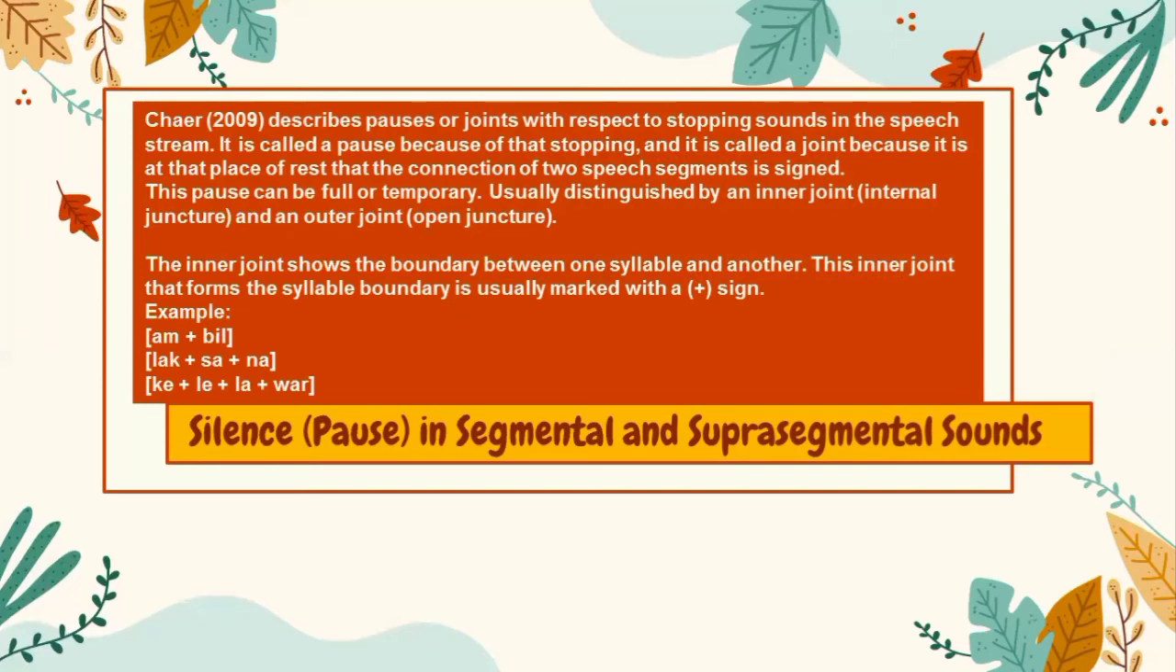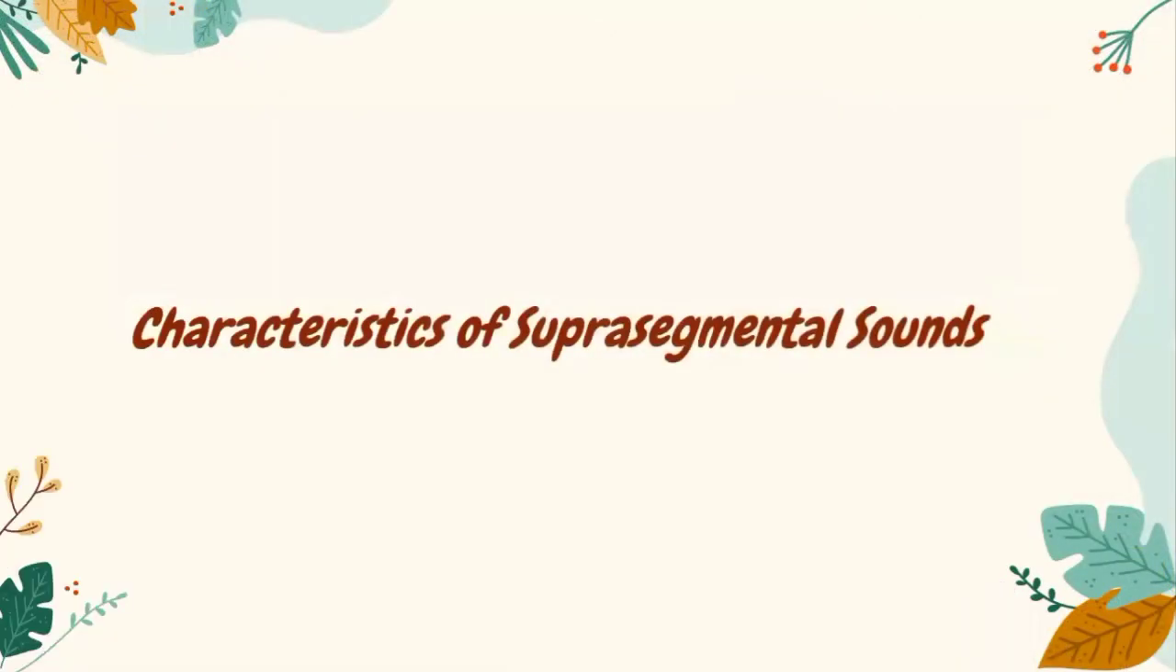Pause or join, with respect to stopping sounds in the speech stream. It is called a pause because of that stopping, and it is called a join because it is at the place of rest that the connection of two speech segments is signed. This pause can be full or temporary, usually distinguished by an inner join, internal juncture, and an outer join, open juncture. The inner join shows the boundary between one syllable and another. This inner join, the syllable boundary, is usually marked with a sign. Example, M plus Bill, Lake plus Sa plus Na, K, Li, La, Were. Silence falls in segmental, suprasegmental sounds.